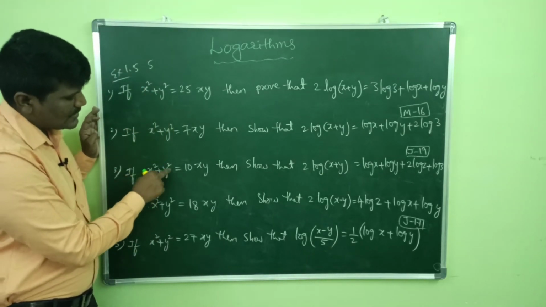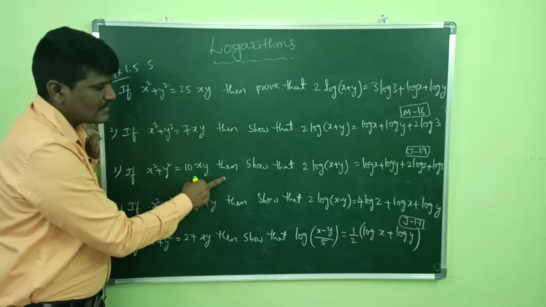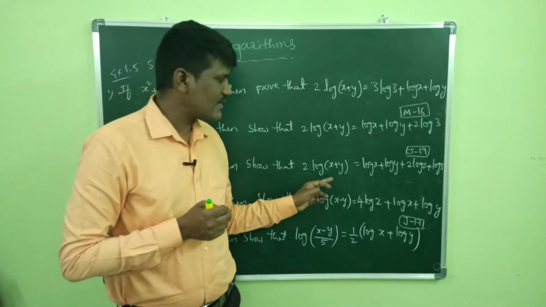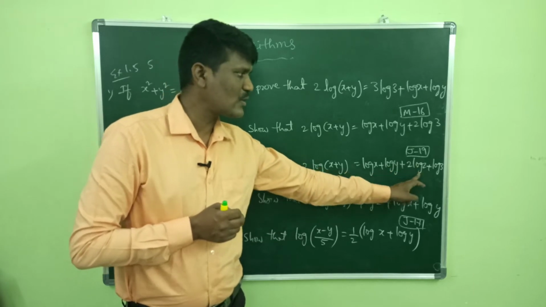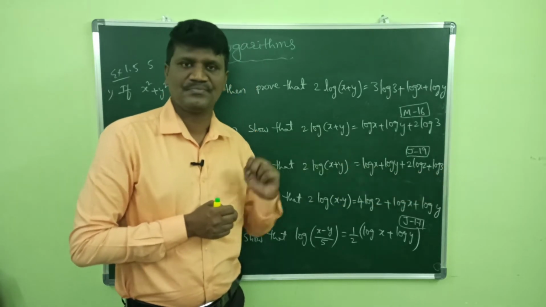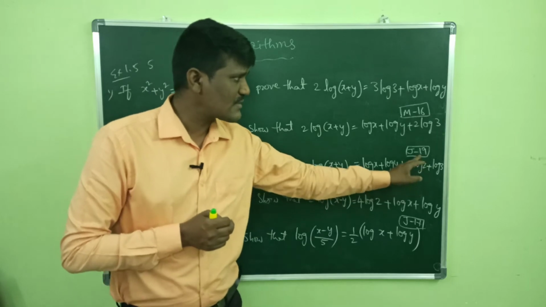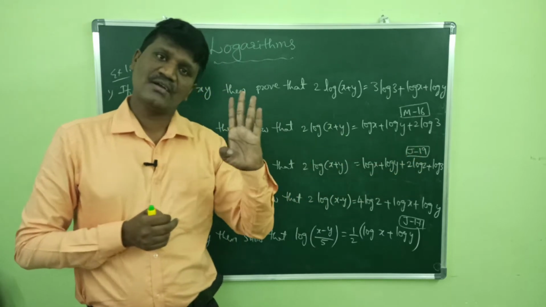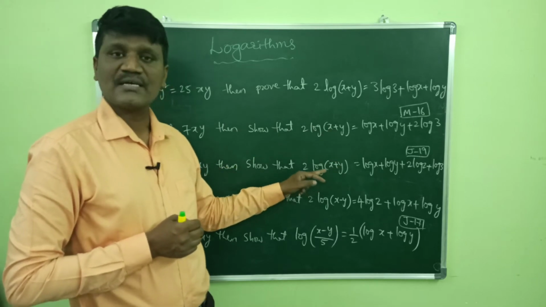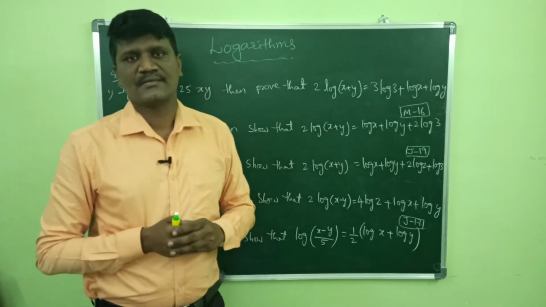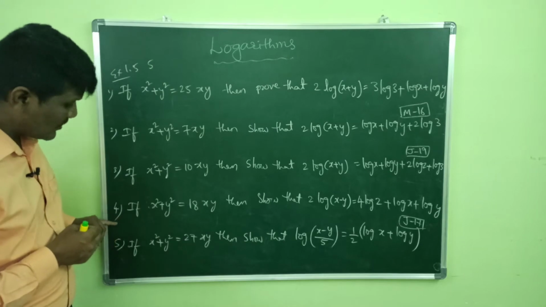If x square plus y square is equal to 10xy, then show that 2 log of x plus y is equal to log x plus log y plus 2 log 2 plus log 3. This is a question asked in June 2019 for 4 marks. The same question asked for 2 marks and the same question asked for 4 marks. Okay. Now let us see one more question.